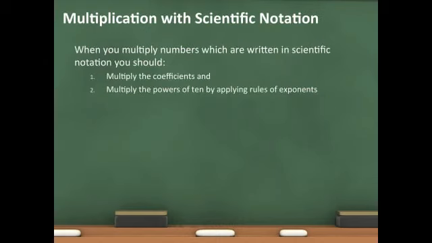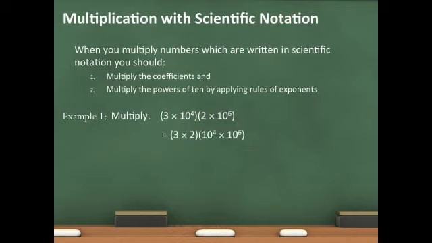When you multiply numbers written in scientific notation, you should multiply the coefficients and then multiply the powers of 10 by applying the product rule of exponents. In example 1, 3 times 10 to the 4th power times 2 times 10 to the 6th power can be rewritten so that the coefficients 3 times 2 are multiplied, and so that the powers of 10, 10 to the 4th and 10 to the 6th, are multiplied. 3 times 2 is 6. 10 to the 4th times 10 to the 6th is 10 to the 10th. Remember to add the exponents.